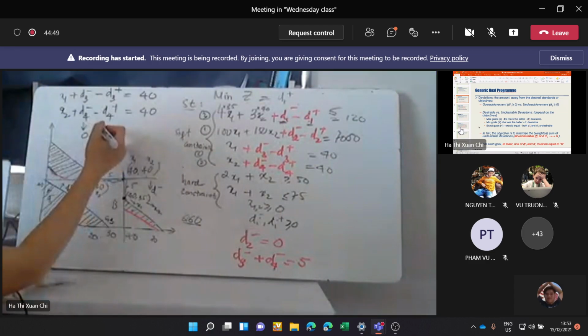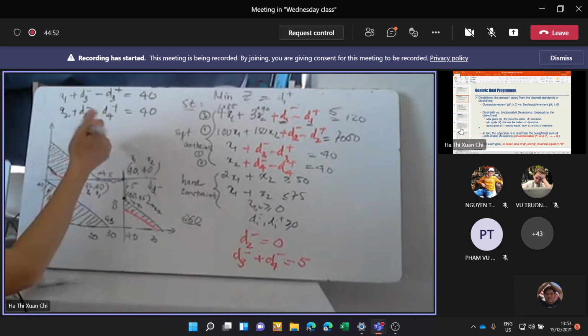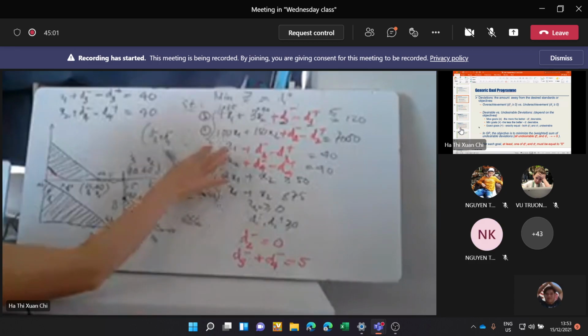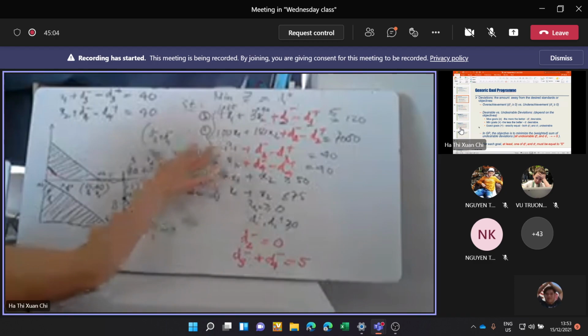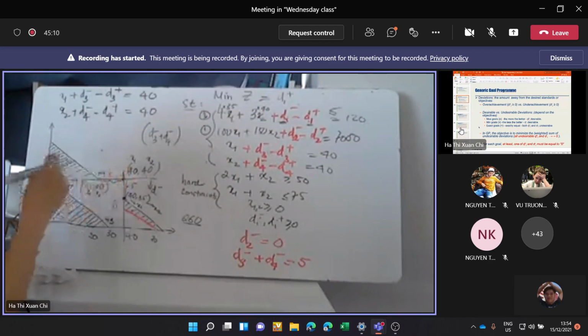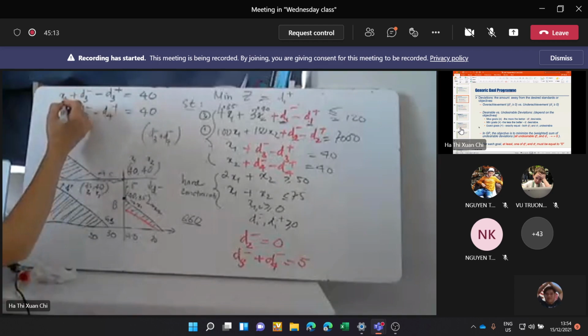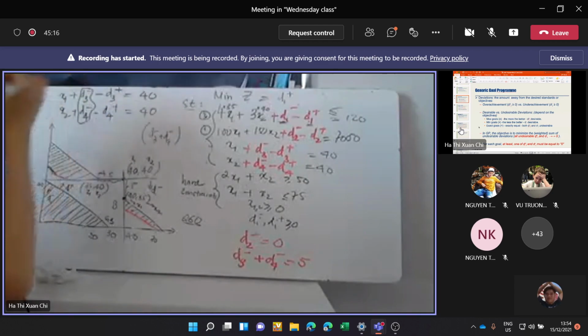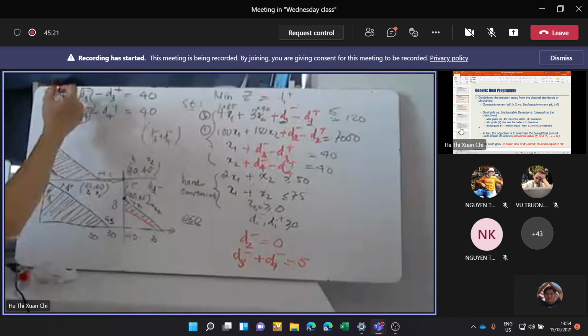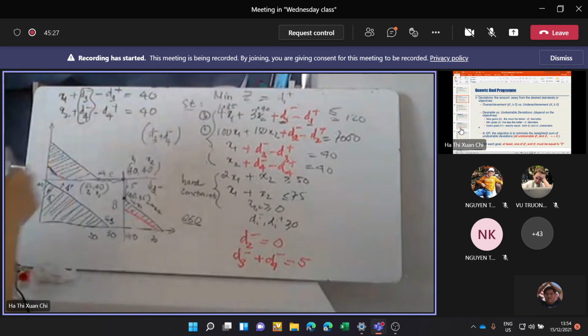Tại vì hồi nãy lúc ban đầu mình minimize gì các em? Mình minimize D3 trừ cộng D4 trừ, đồng ý không? Objective của mình là minimize D3 trừ cộng D4 trừ. Vậy thì mình minimize cái lượng này, có nghĩa là mình muốn gì? Mình muốn x1 này cũng phải lớn hơn 40, x2 này cũng phải lớn hơn 40. Thì ở trong đây nó có một cái là 40 rồi.